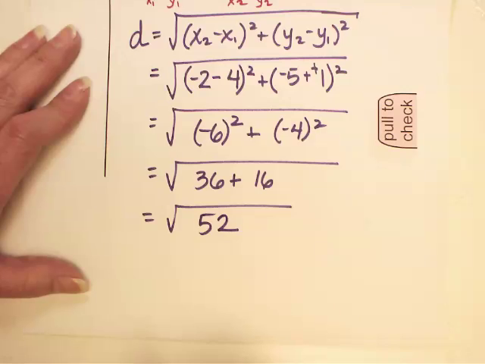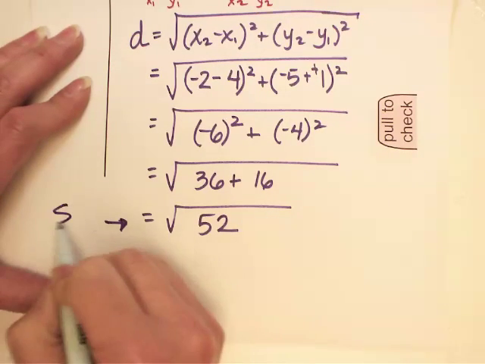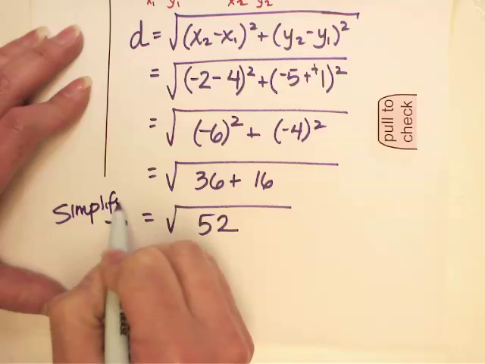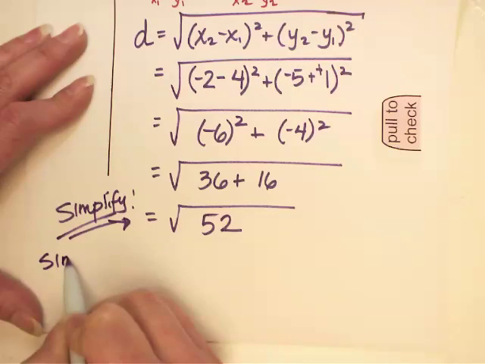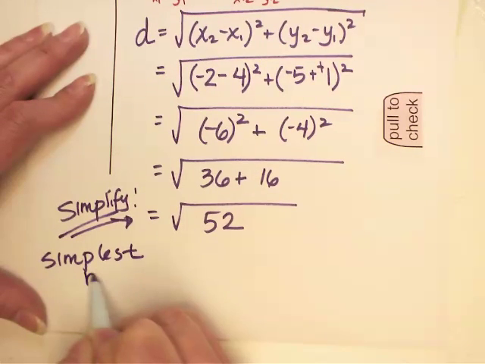However, I'm not quite finished yet because I always have to simplify. Remember right here that you have to simplify as best as you can. We need to have simplest radical form.